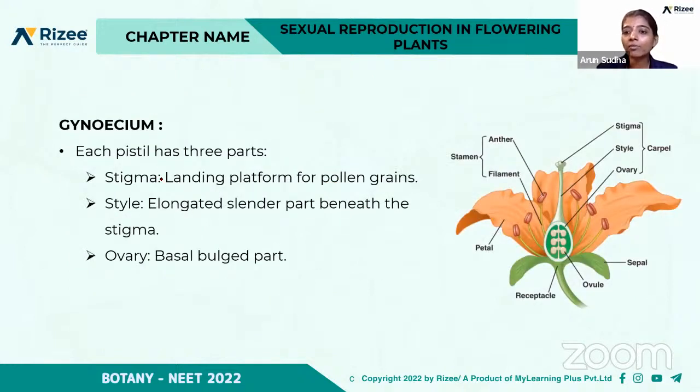So if you take the structure of the pistil, already we saw it as the stigma, style, and the ovary. Stigma is the main part, that is, it receives the pollen grain. Whenever the pollen grains are transmitted, mostly through the wind, or it may be by some insects or some animals, it is landed on the stigma. So stigma is the landing platform for pollen grains. So this is the stigma, and then style. It is an elongated slender part beneath the stigma, and ovary is the basal bulged part, and inside that ovules are present. So you're familiar with all these structures.